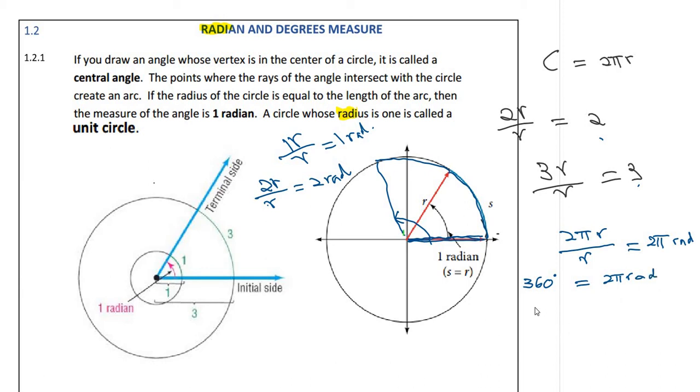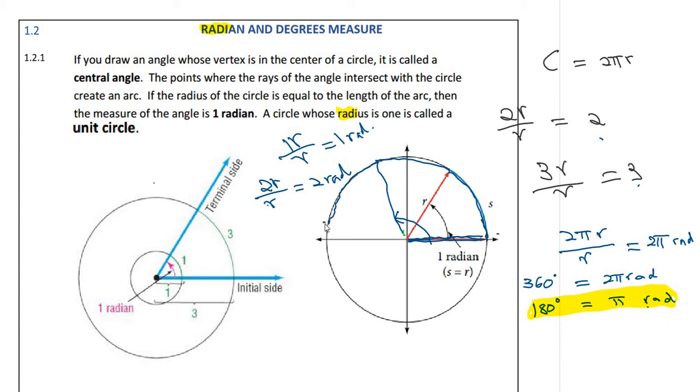Okay, so we can also say that 180 degrees is therefore 1 pi radians. And that's the way that we now can convert between degrees and radians. Okay, so we know now that 180 degrees is pi radians. And that's the way we convert between radians and degrees.